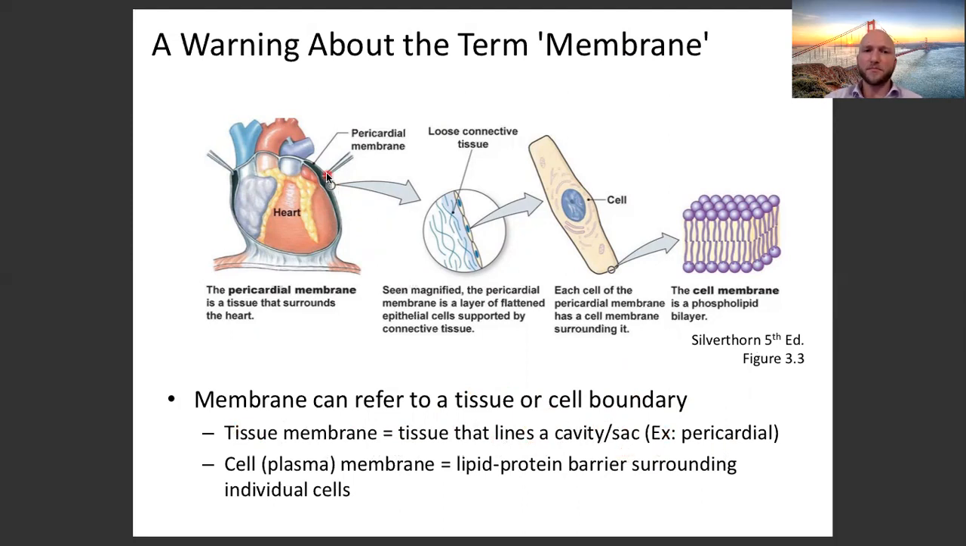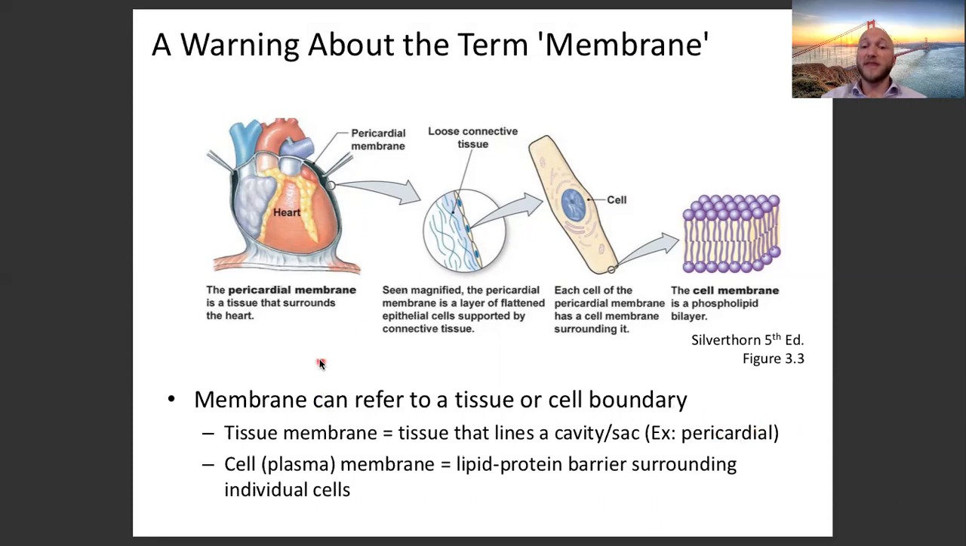pericardial membrane. So right here we have the heart. Cardio is going to be the heart. So this is a membrane that goes around the heart. It's a sac, a membrane, a tissue, a boundary that goes around the heart. So a tissue membrane that goes around the heart.